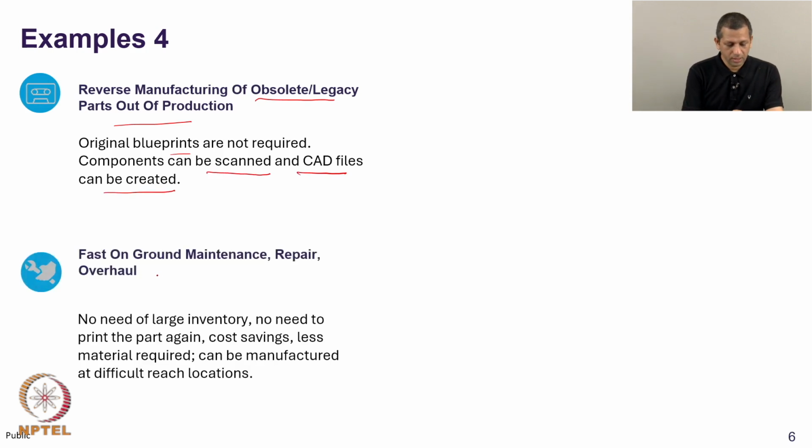It also offers fast ground maintenance, repair and overhaul. We do not need to have large inventory of material because if we want to simply repair, we need smaller amount of materials. We do not need to even disassemble the whole large machinery. We do not need to print the complete part again. This is a huge cost saving since small amount of material and time is being used. We can also make the additive manufacturing assembly available where the locations are difficult.